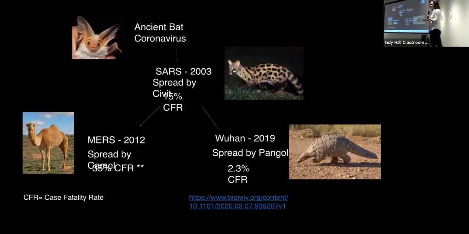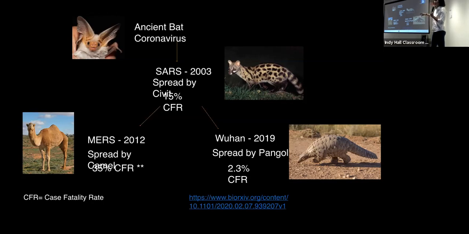Several independent researchers have shown that the pangolin was the reservoir species between bats and humans. Let me get to the end. Sorry, it's kind of messed up, but CFR is the case fatality rate.